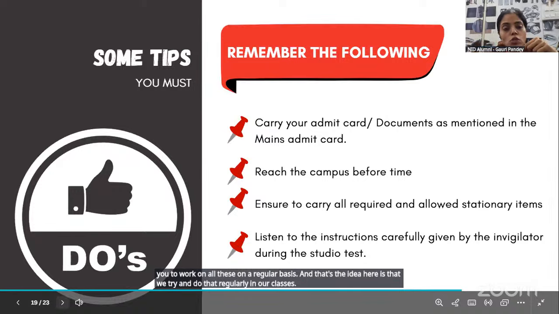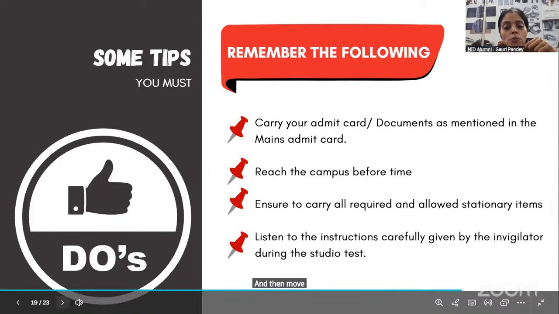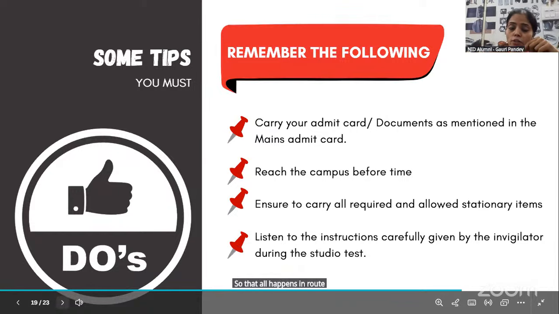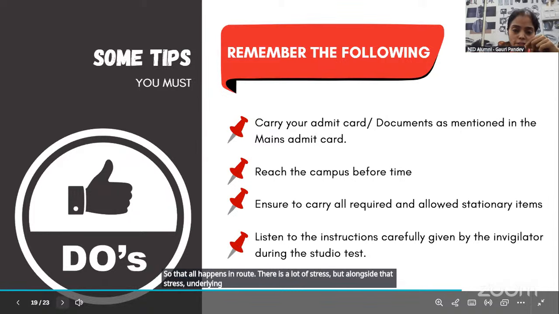And that's the idea here, that we try and do that regularly in our classes, and then move alongside. When you prepare for round two, alongside all the stress, there is a lot of fun also, because you're actually getting to do what you always wanted to do, getting engaged more and more into the real design, which is all about variety, experimentation, exploration. So that all happens en route. There is a lot of stress, but underlying stress is accompanied with a lot of excitement.